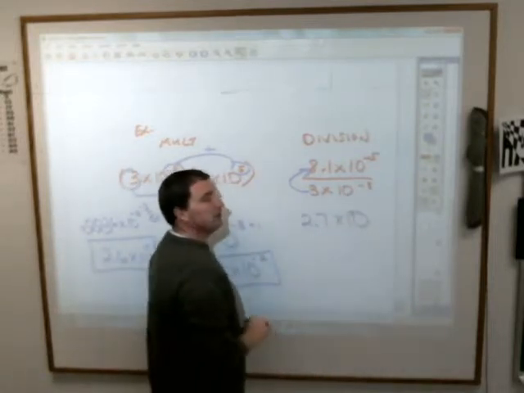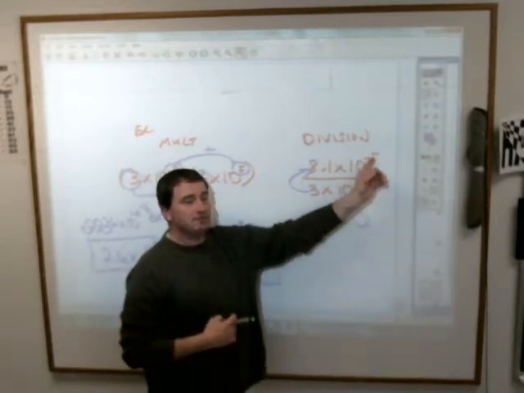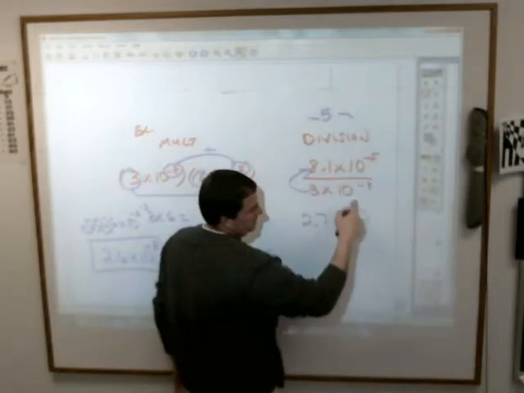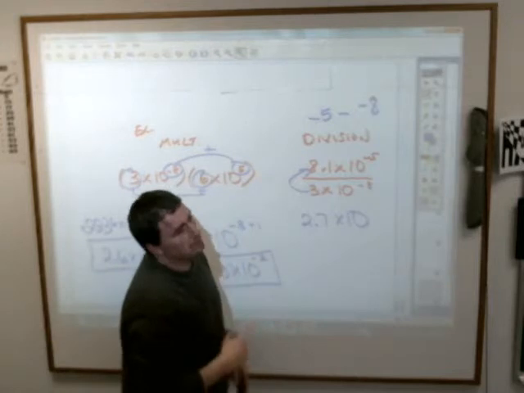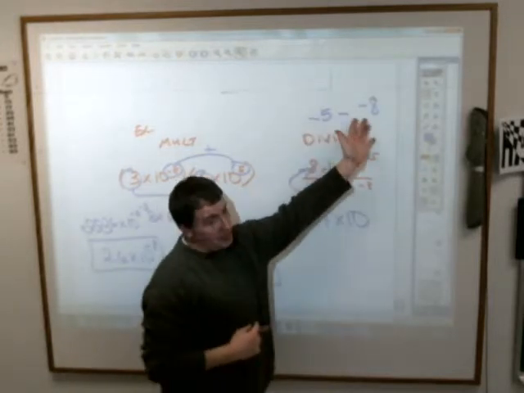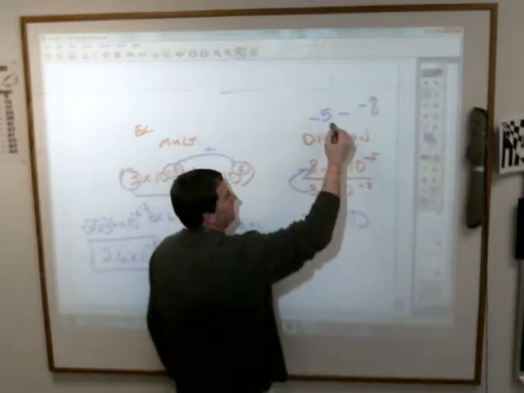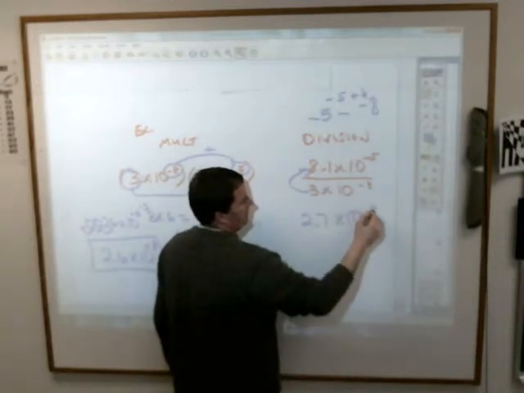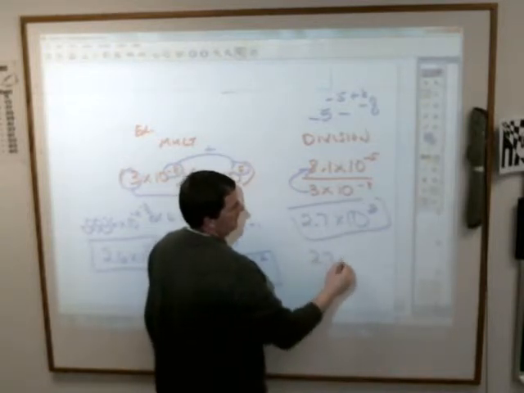Now here's where you have to be careful. I am subtracting these two, and a negative 5 minus a negative 8 actually ends up being a negative 5 plus 8, because when you subtract a negative, you're adding. You end up with negative 5 plus 8, which actually ends up being to the 3rd power. It's the beauty of the upper level mathematics.